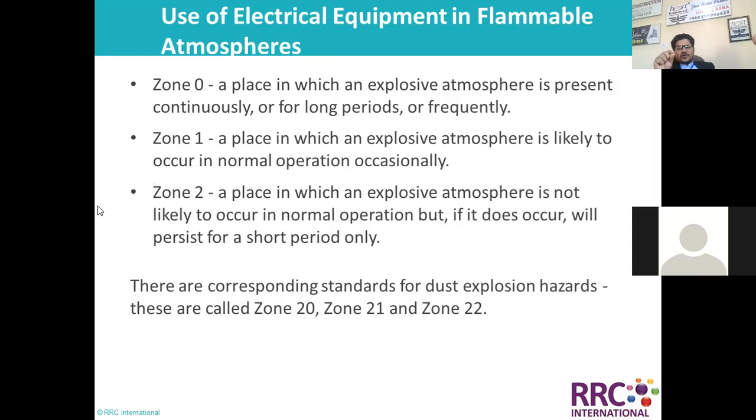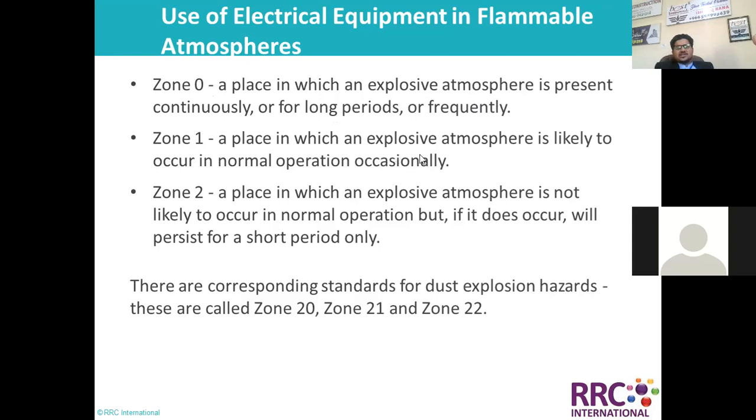This is the most important one, especially in our refineries, oil and gas, and other high hazard industries. It's very important to define zone numbers, and each zone number has a particular meaning. If you put zone 0 somewhere, it indicates that this place has an explosive atmosphere, continuously for a long period or frequently. So wherever you display zone 0, it means an explosive atmosphere is present continuously.